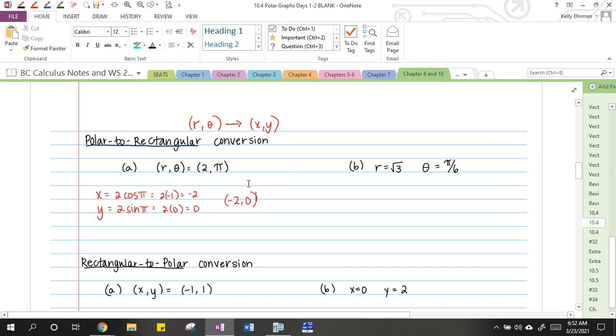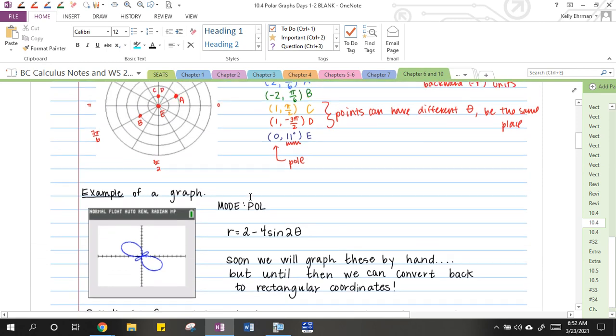Let's go back to our polar graph for a minute. Let's plot 2, pi and compare it to -2, 0. Let's go back here for a minute.